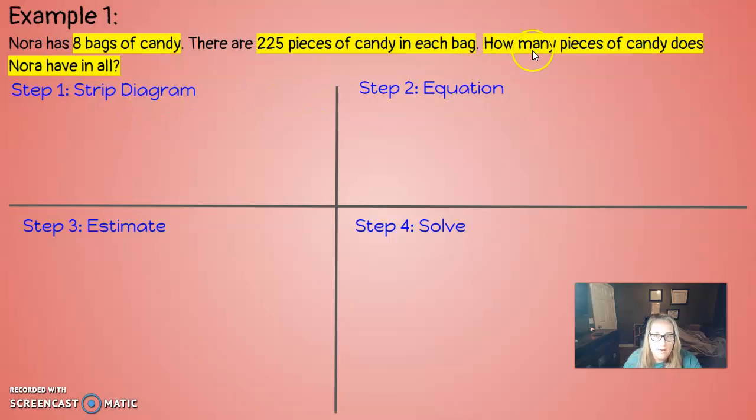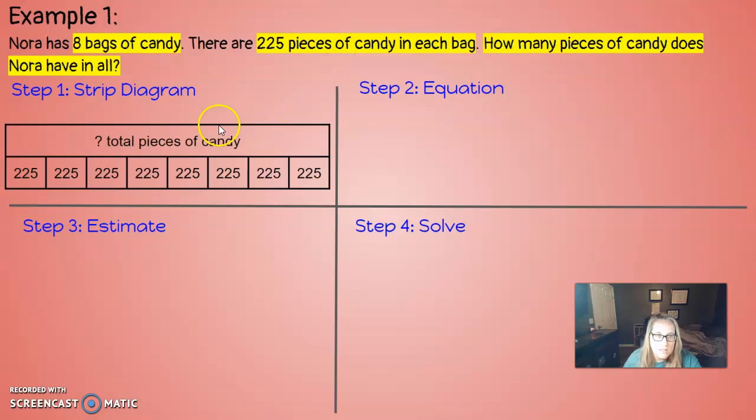So I know I am looking for how many pieces of candy Nora has in all. I know there are 8 bags of candy, and there are 225 pieces of candy in each bag. So when I make my strip diagram, that's exactly what it shows. I'm looking for how many pieces of candy there are. I have 8 bags. 1, 2, 3, 4, 5, 6, 7, 8. Each one has 225 pieces inside of it.